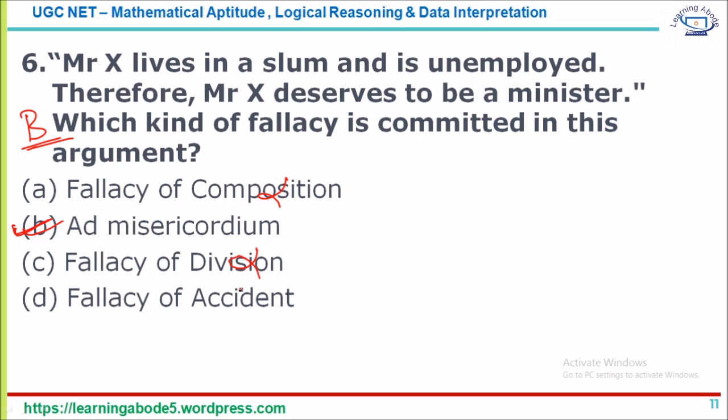Fallacy of accident is making a sweeping generalization. For example, if I say thou shalt not kill, that's the right thing to do. But if I say, thou shalt not kill, so I will not use pesticides to kill the harmful insects in my field or in my land, that is not correct. So that's a sweeping generalization. So that is not the answer here.